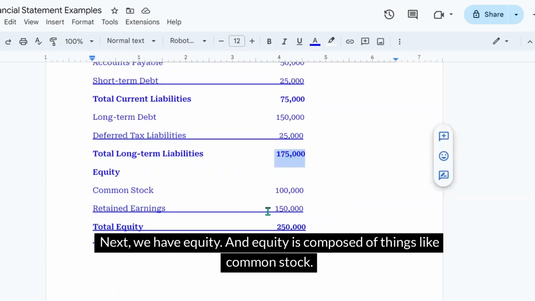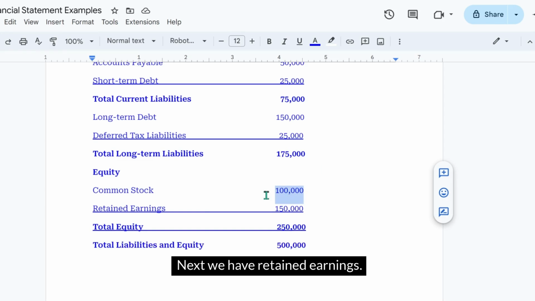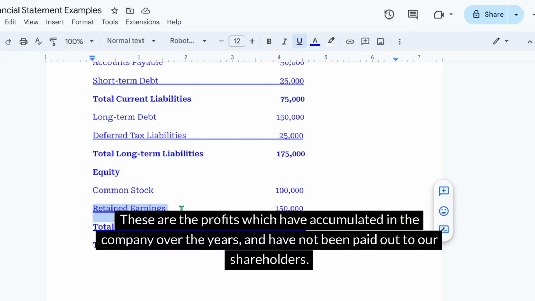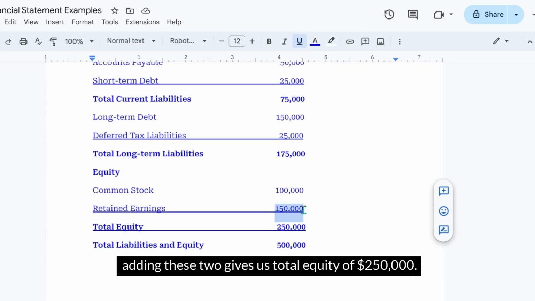Next, we have equity. And equity is composed of things like common stock. That's the amount that shareholders have invested in the company. And here it's 100,000. Next we have retained earnings. These are the profits which have accumulated in the company over the years, and have not been paid out to our shareholders. And here that is 150,000. Adding these two gives us total equity of $250,000.